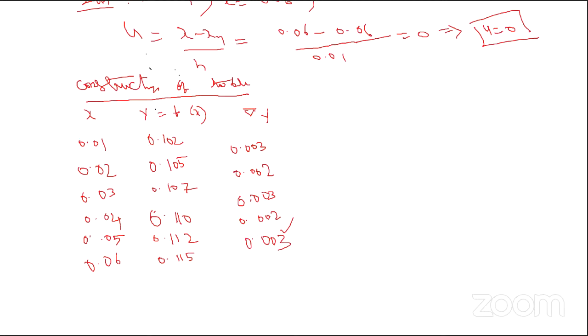Next, delta square y: minus 0.001, minus 0.001, 0.001, 0, minus 0.001, then 0.01 (double), next 0.001, 0.001.